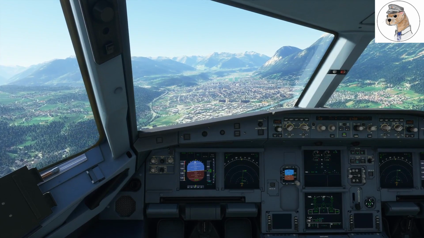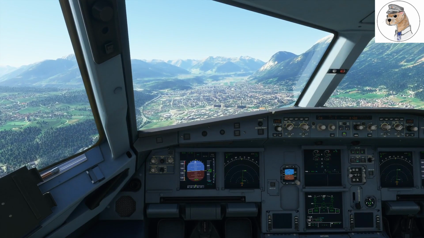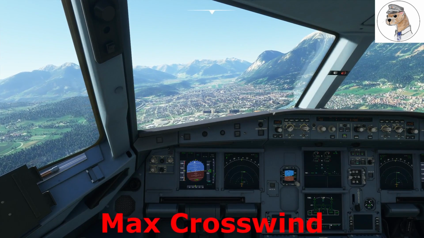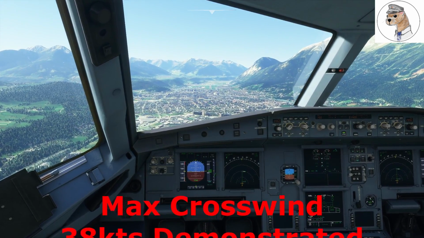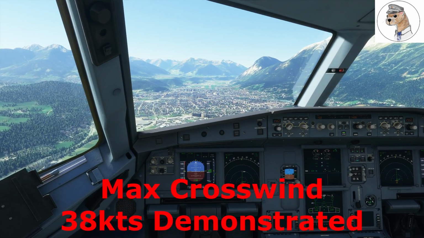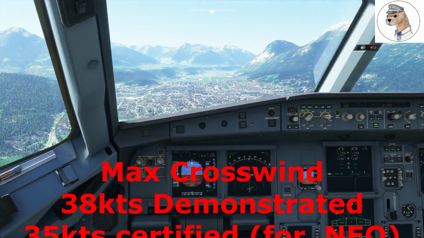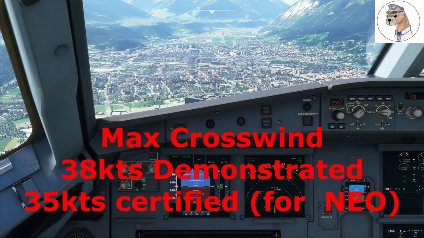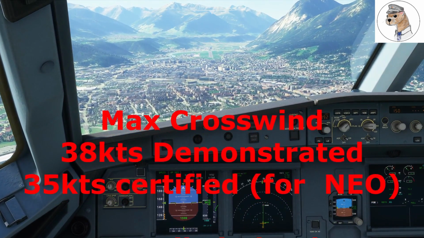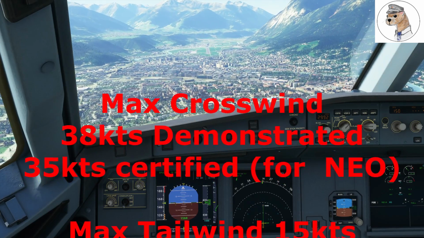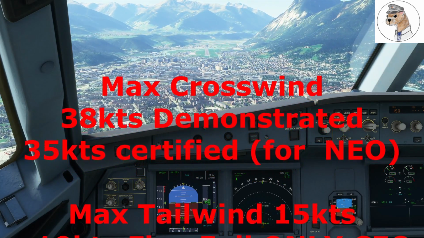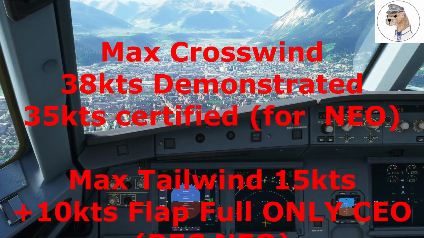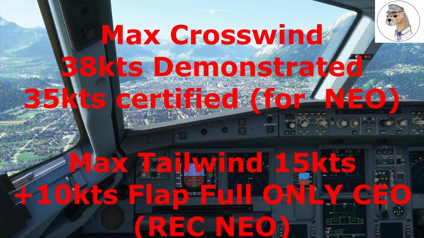The max crosswind for takeoff and landing. This is a bit interesting, so it differs from the CEO to the NEO in terms of the wording, but the max demonstrated for both the aircraft itself is 38 knots. Therefore you should be able to land the aircraft at 38 knots, certainly with the CEO. The NEO is a bit different. It's certified to 35 knots, so I suppose you shouldn't really be landing in more than 35 knots with a NEO, and that's due to the engine itself really. The aircraft is still good for 38 demonstrated, but it's certified for 35 knots.